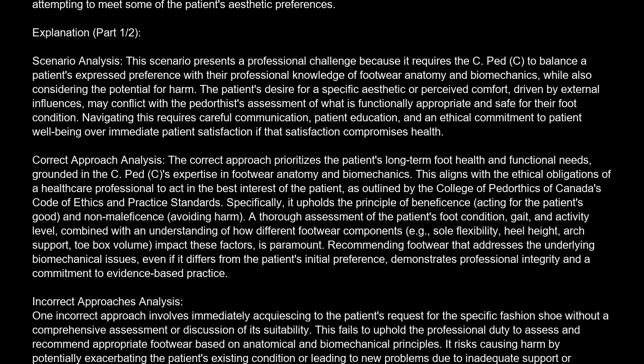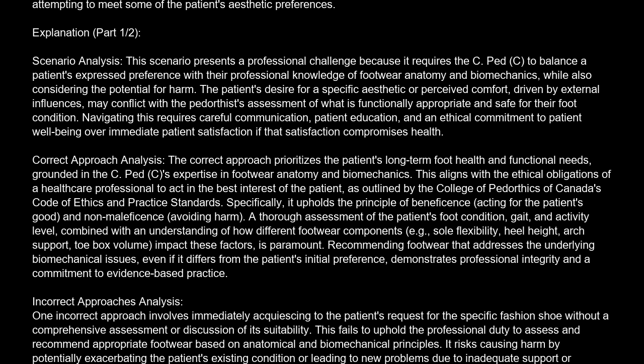Correct approach analysis. The correct approach prioritizes the patient's long-term foot health and functional needs, grounded in the C.Ped(C)'s expertise in footwear anatomy and biomechanics. This aligns with the ethical obligations of a healthcare professional to act in the best interest of the patient, as outlined by the College of Pedorthics of Canada's Code of Ethics and Practice Standards. Specifically, it upholds the principle of beneficence, acting for the patient's good, and non-maleficence, avoiding harm. A thorough assessment of the patient's foot condition, gait, and activity level, combined with an understanding of how different footwear components, e.g., sole flexibility, heel height, arch support, toe box volume, impact these factors is paramount.